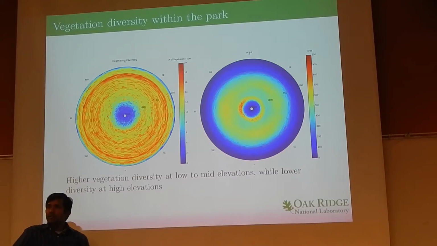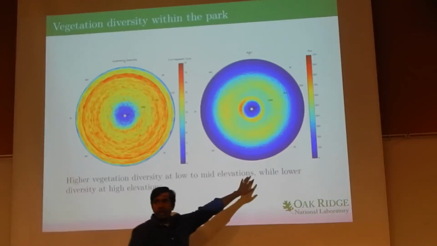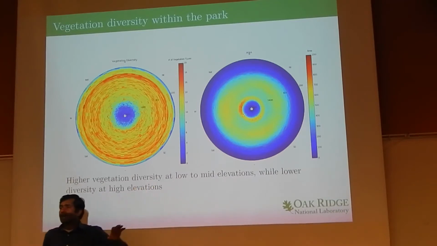At the higher elevation, there are very specialized species that grow. So we see less diversity, in terms of vegetation types and in terms of forest structures as well. As we go to higher elevations, there is less and less diversity, but at the mid slopes there's significantly higher diversity.